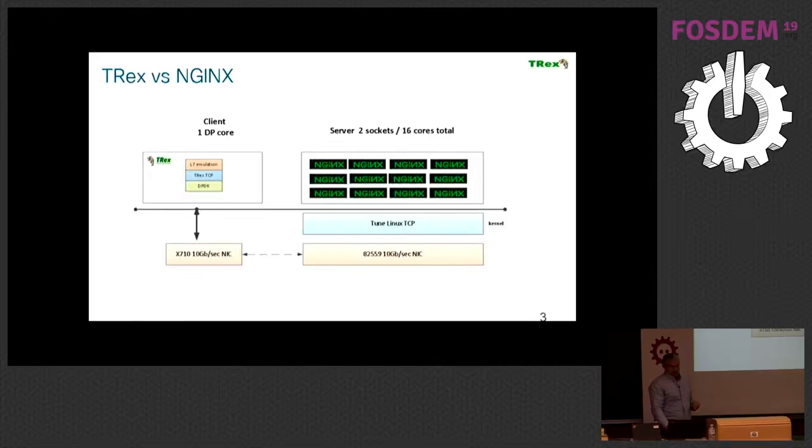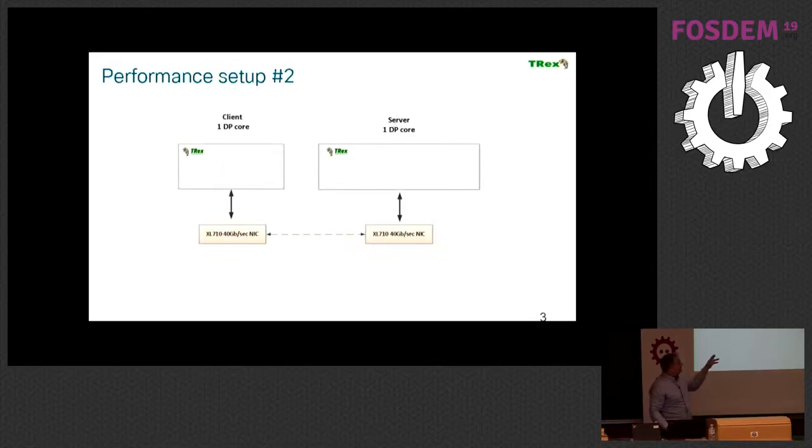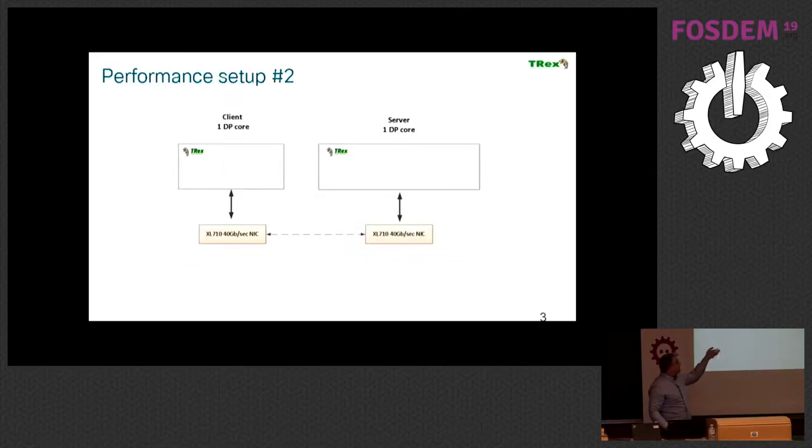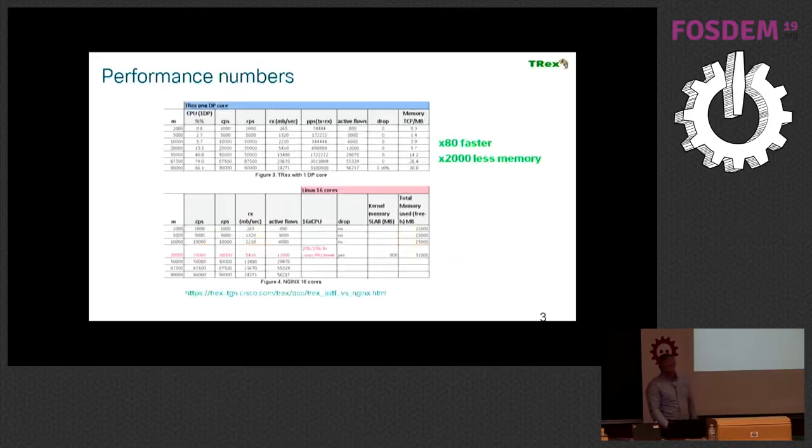Okay, and just to show you the last comparison, we compare Nginx with TRex to TRex client and server, and the performance is a factor of 100 faster, and from a memory perspective it is 3 orders of magnitude. That's it.